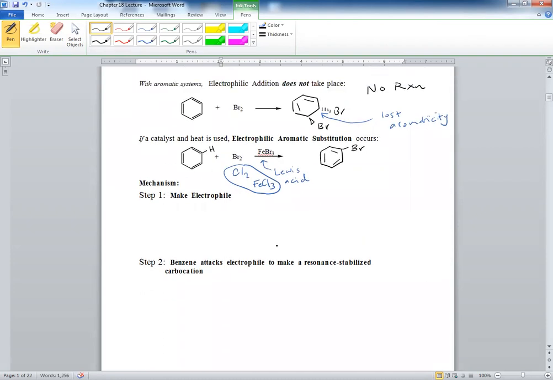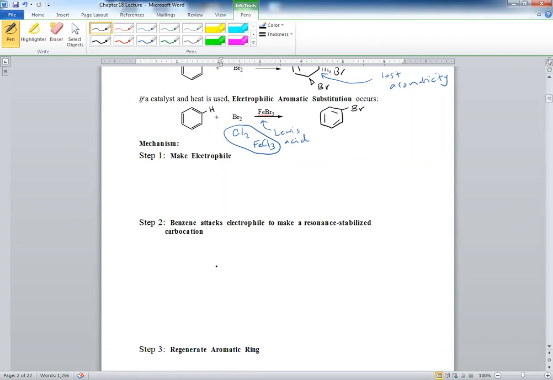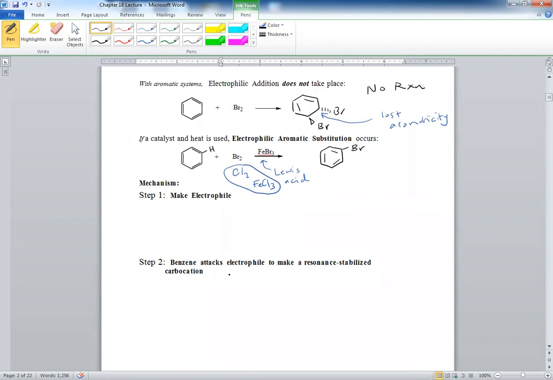Very well. So step one is the one that takes a different approach than, let's say, step 2 and step 3, because you're making, like I said, a different electrophile for every reaction in electrophilic aromatic substitution. So let's begin with the first step. The first step is when you place bromine, and bromine is a diatomic element.